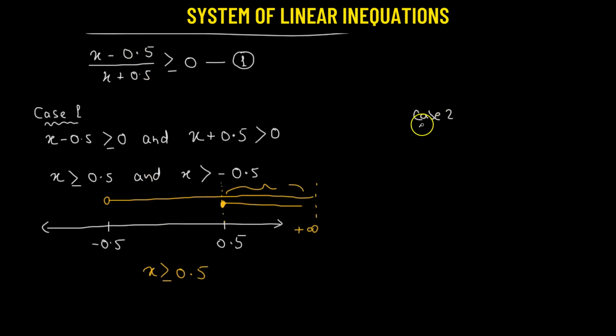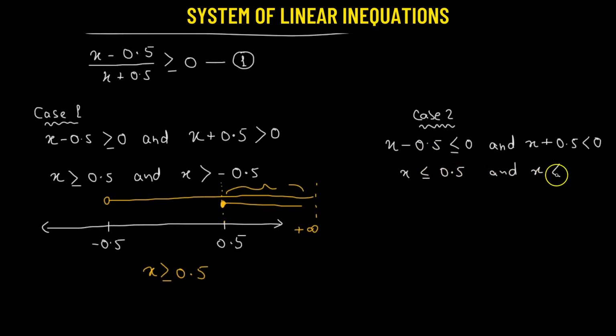In case number 2, we will consider the numerator, which is x minus 0.5, to be a negative number, that means less than or equal to 0, and simultaneously we'll consider the denominator, which is x plus 0.5, to be a negative number as well. So we have a negative number divided by another negative number, which makes it positive, and our inequality will be greater than 0. Fine. So let's solve them. So we have x less than or equal to positive 0.5 and x is less than negative 0.5.